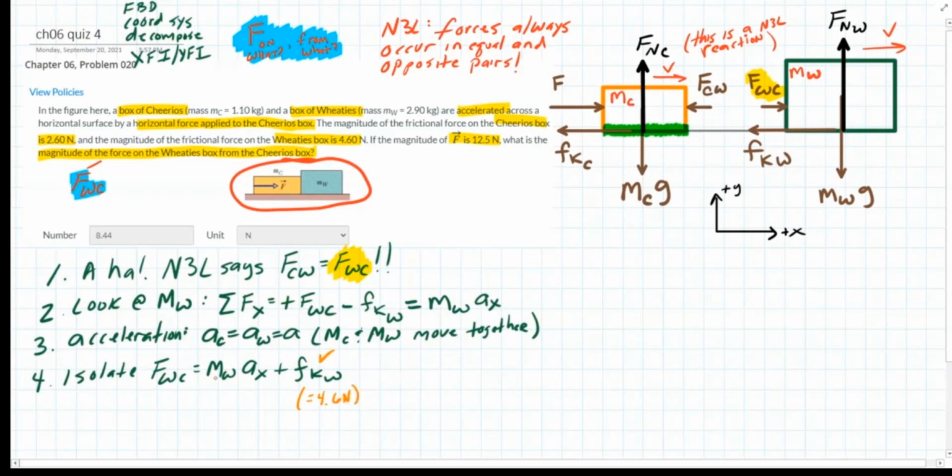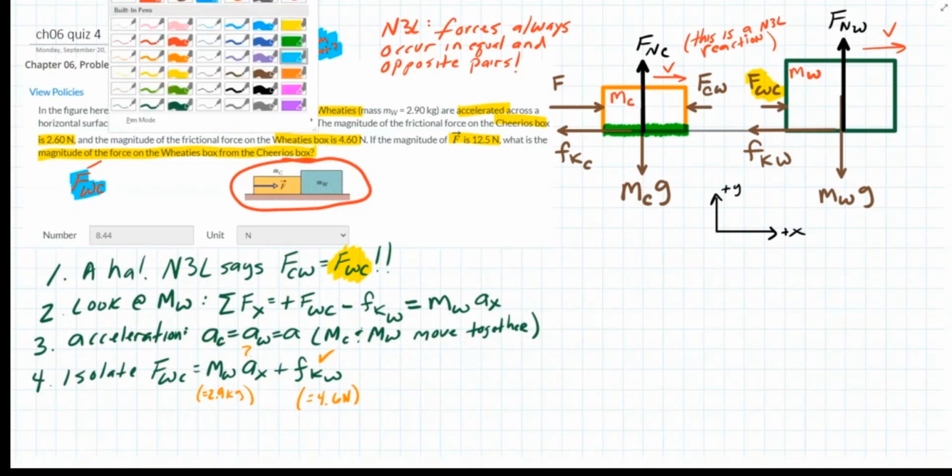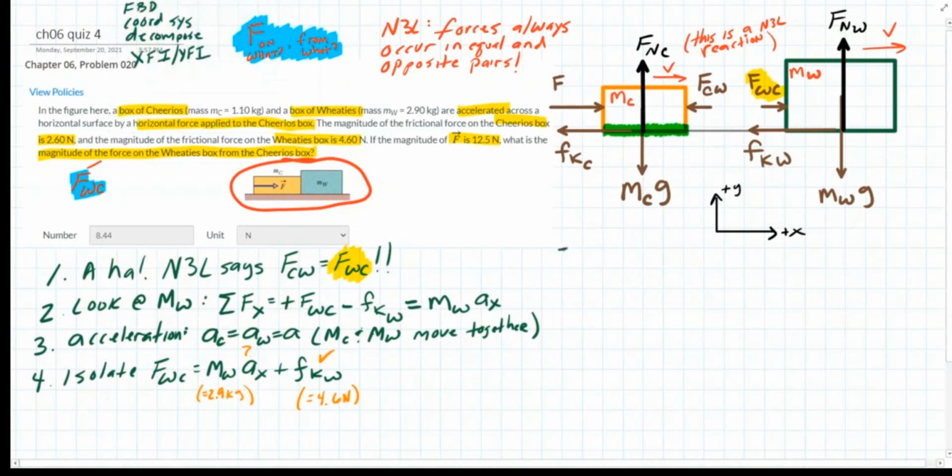Do I know the mass of the Wheaties? I do. The mass of the Wheaties is 2.9 kg. Okay, the only problem is I don't know the acceleration. So trouble in paradise, but not to worry. Now what? Number 5, how do I find A sub X?